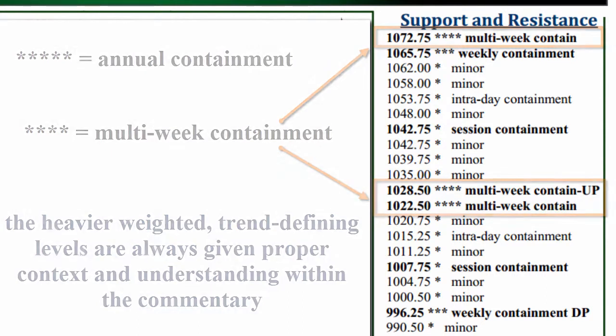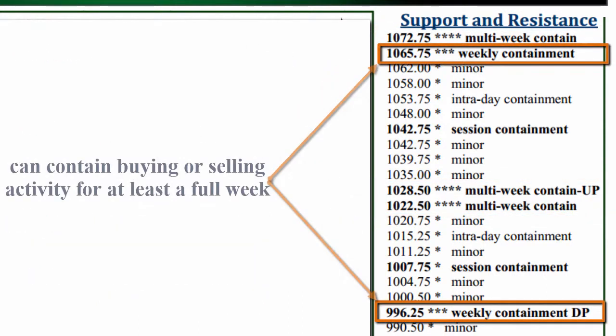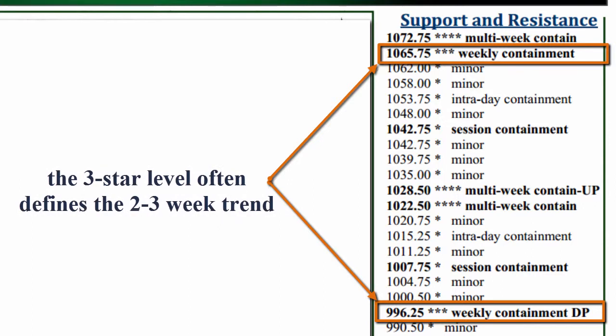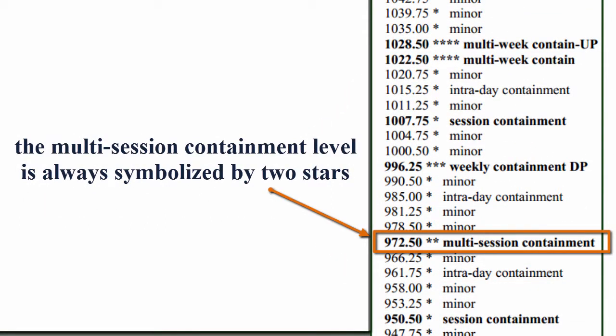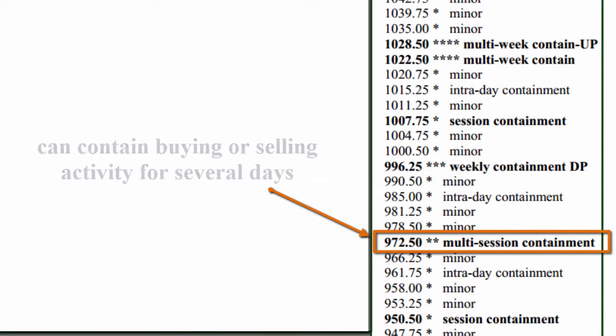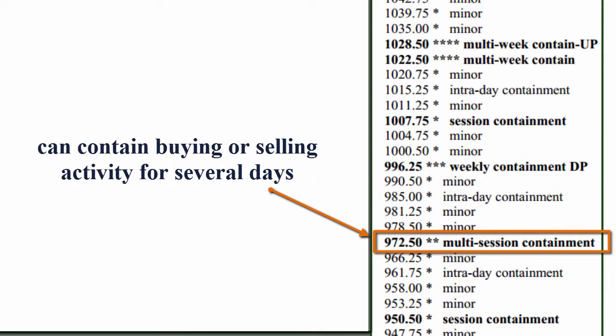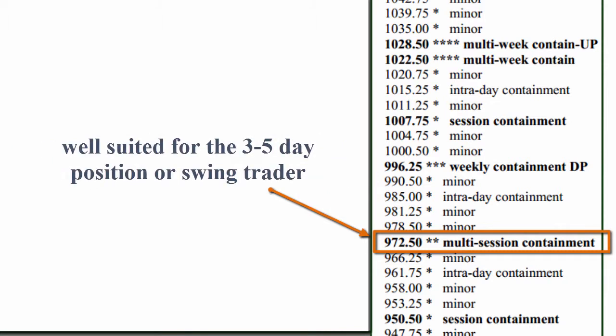As we move down the weighting scale, the weekly containment level is represented by 3 stars and has the ability to contain buying or selling activity for at least a full week. The 3-star level often defines the 2 to 3 week trend and is well suited for those traders whose positions typically exist over this time horizon. The multi-session containment level is always symbolized by 2 stars and can contain buying or selling activity for several days. It's well suited for the 3 to 5 day swing or position trader, for they often define the short-term 3 to 5 day trend horizon.